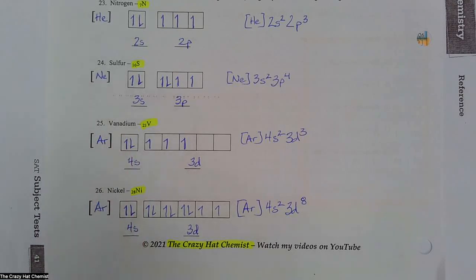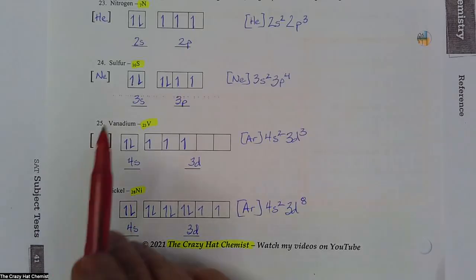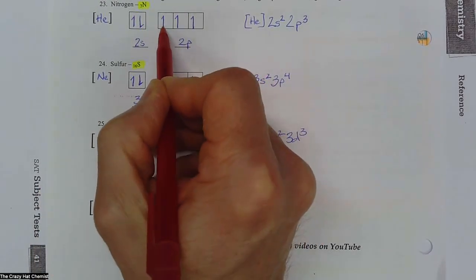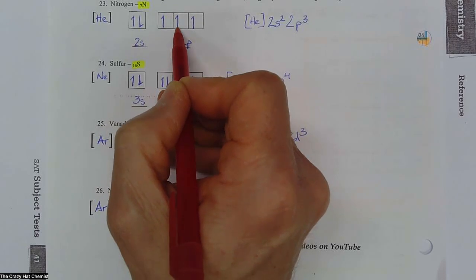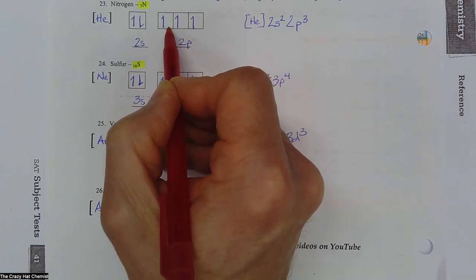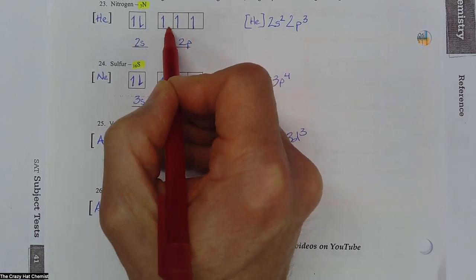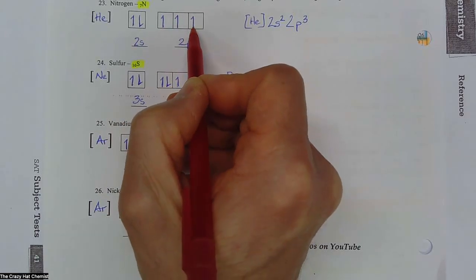The next rule is Hund's rule. Hund's rule says maximum multiplicity or maximum number of parallel spins. And this is why the first electron is here and the second electron is in this box and not in this box down. And the third electron is in the next box.